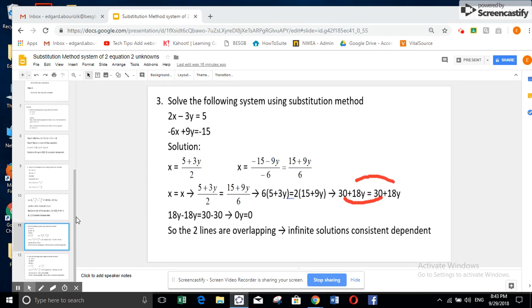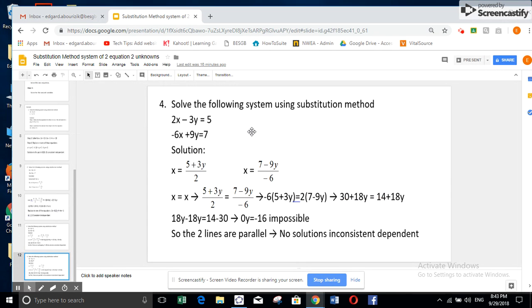So let us take the last example. Here the same story. Because all coefficients are not 1, I can say x equals 5 plus 3y over 2. Here the same, 7 minus 9y over minus 6. If I equate, after distributing and putting y on one side and the numbers on the other side, I have 18y minus 18y equals 0, equals minus 16. So it's impossible. What does it mean? No solution, and the two lines are parallel.